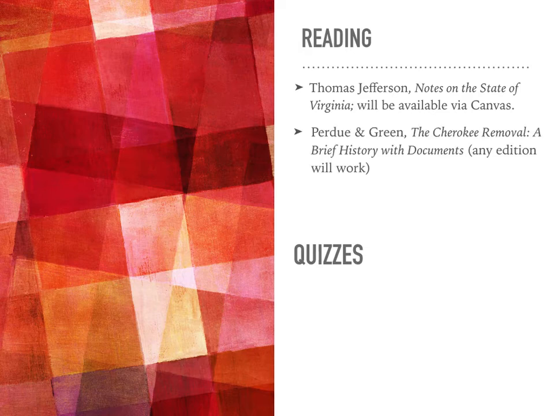You do need to find some physical version of our second text, Perdue and Green, The Cherokee Removal, A Brief History with Documents. Now this is a primary source collection, meaning while there is introductory material both in the beginning of the whole book itself and then its separate chapters, its primary purpose in this course is to provide us with primary sources. That means documents produced in the time period we're studying by people who are actually living this history we're looking at.